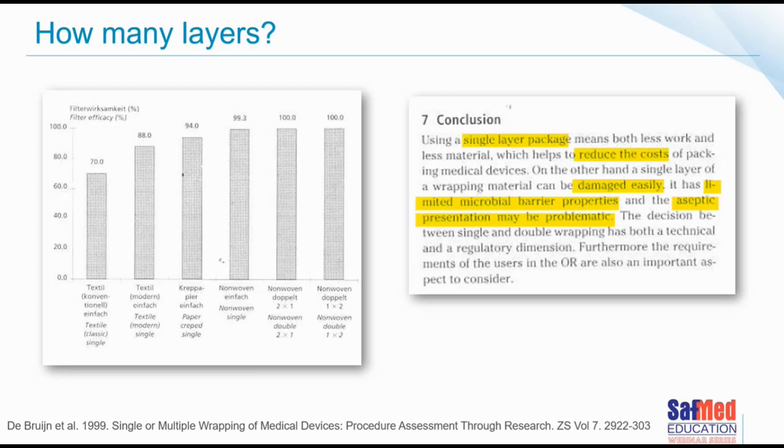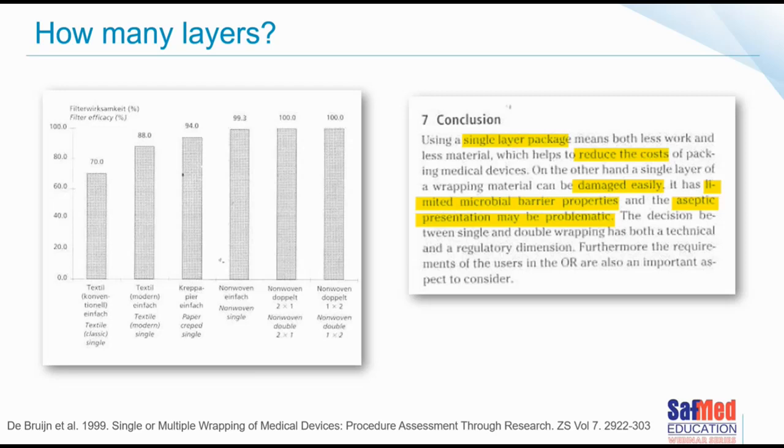In essence, his conclusions were as follows. Using single-layer packaging means both less work and less material, and helps to reduce the cost of packaging medical devices. But on the other hand, a single layer of wrapping material can be damaged easily. It has limited microbial barrier properties, and the aseptic presentation may be problematic.